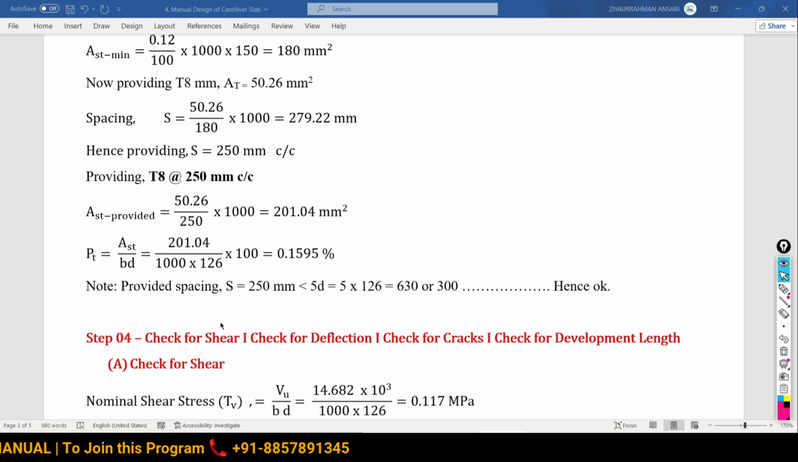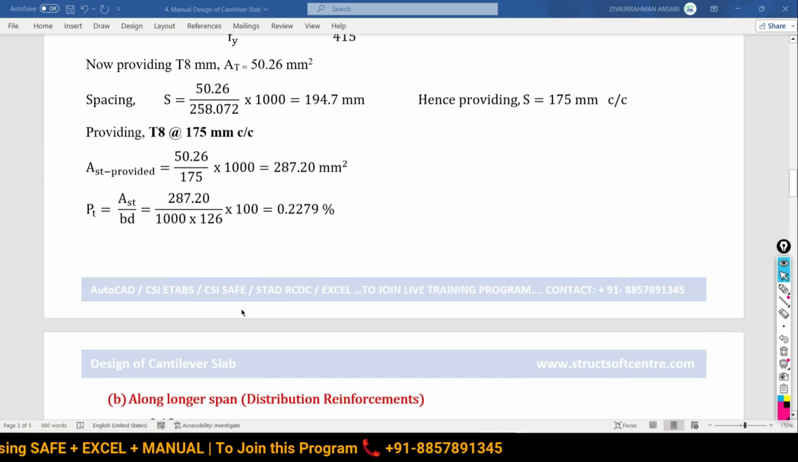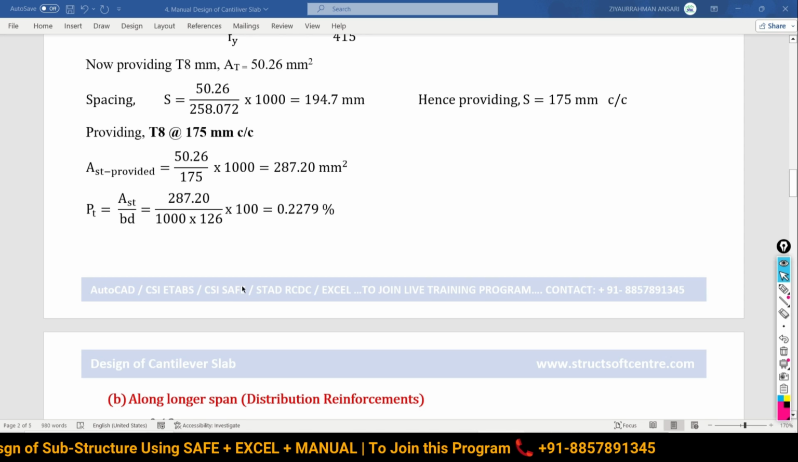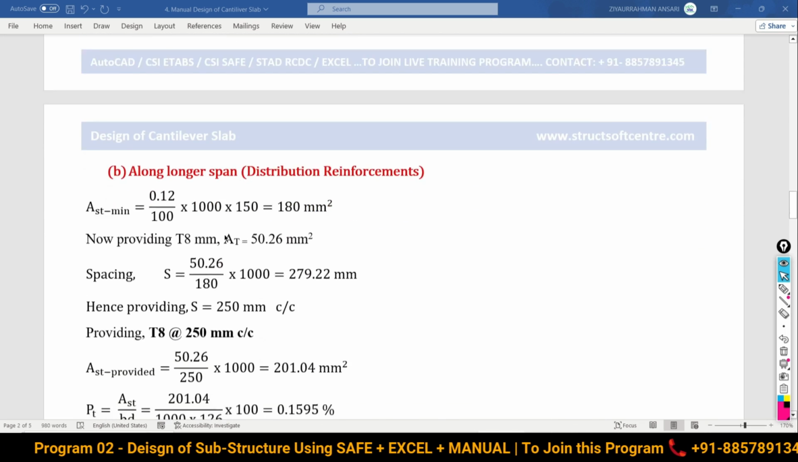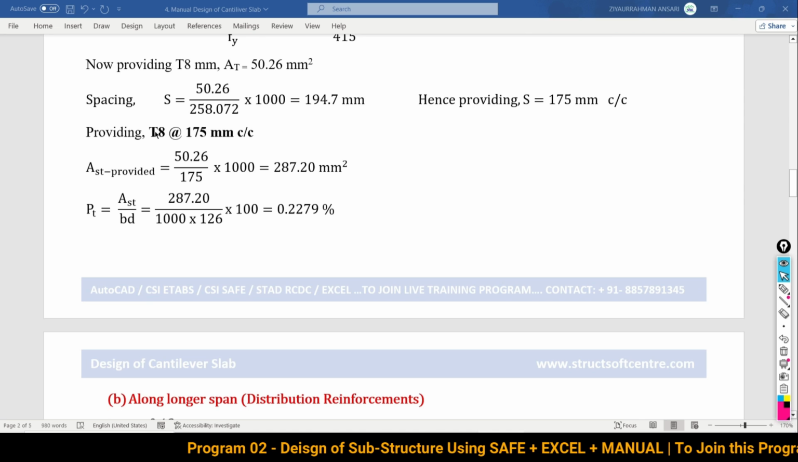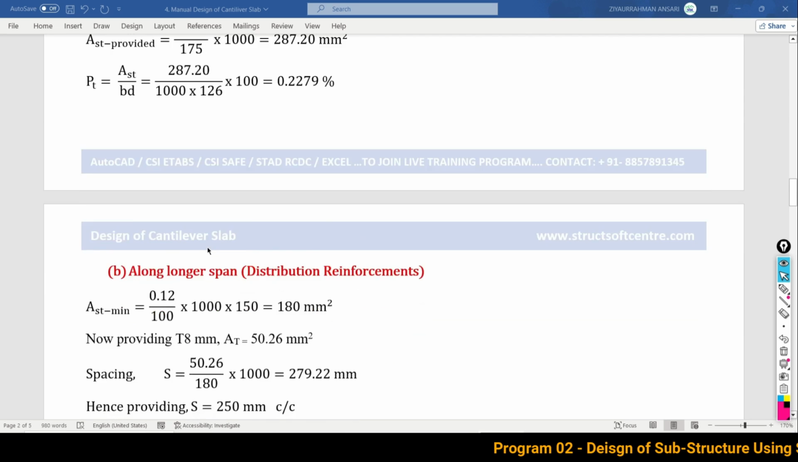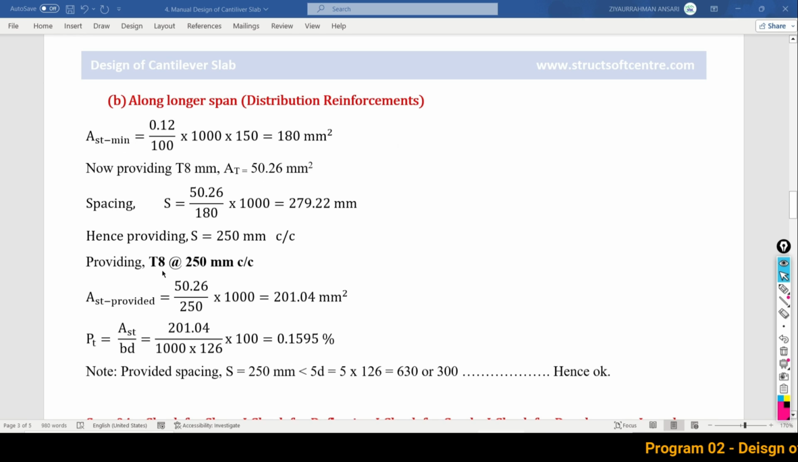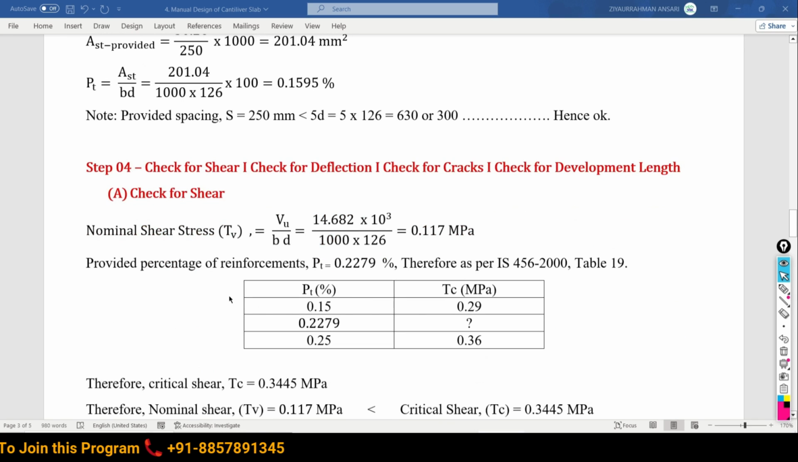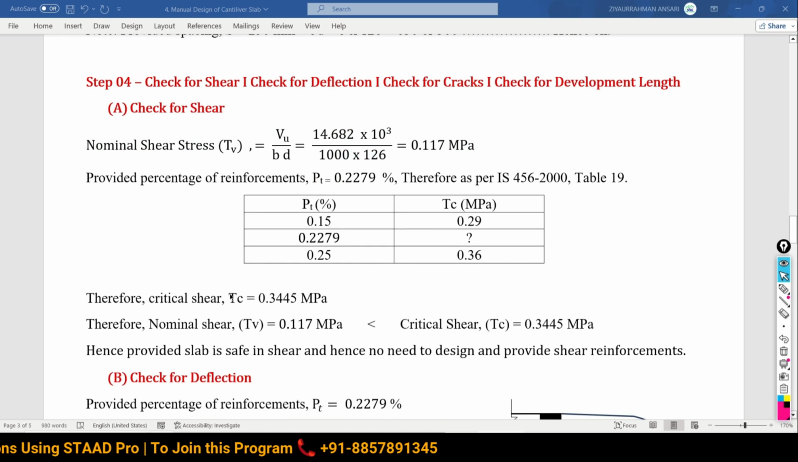So in this way, we have decided to provide the reinforcement along the shorter span as well as along the longer span. Along the shorter span, 8 mm diameter bar at a spacing of 175 mm center to center, and along the longer span, the same diameter of bar but at a spacing of 250 mm center to center. Right? Now, finally, the design has been done, but the checks are remaining.